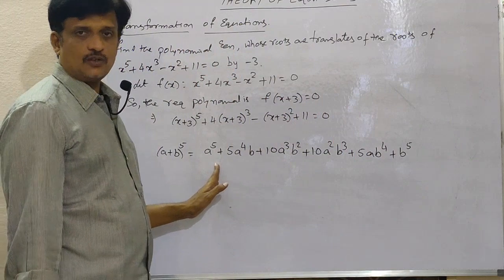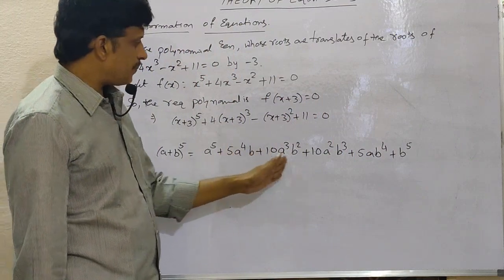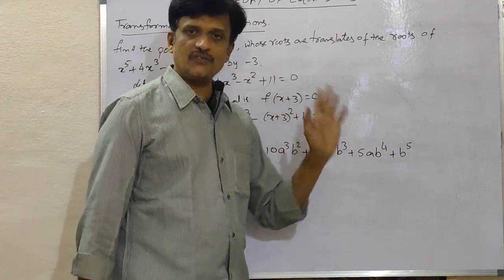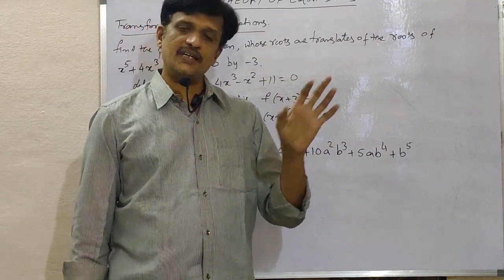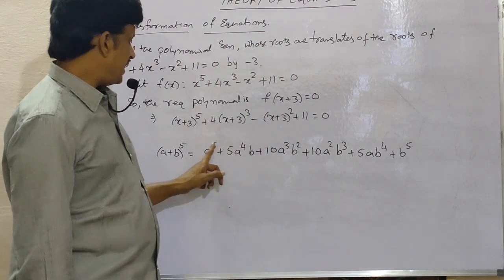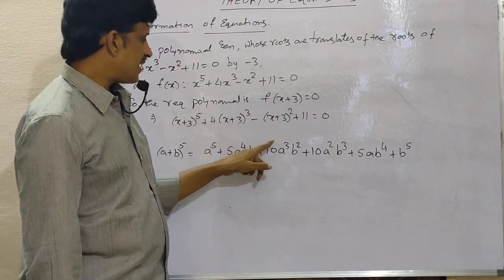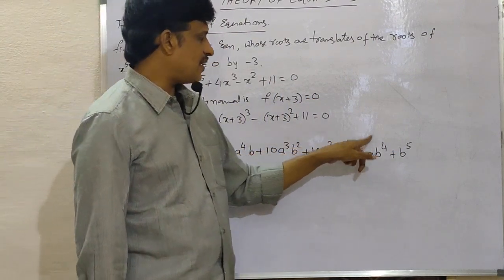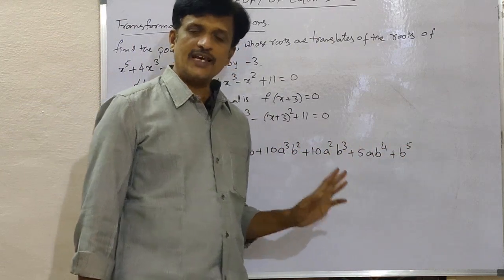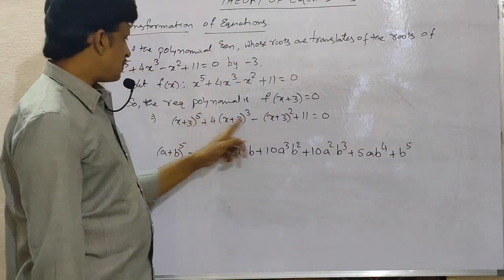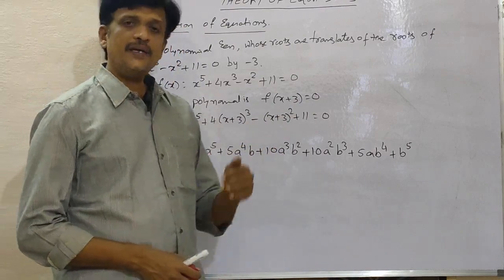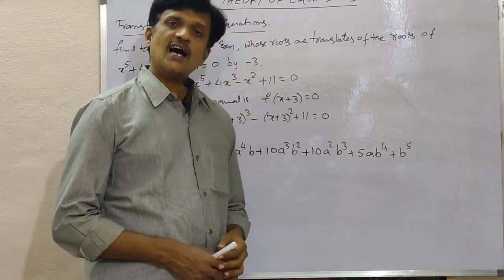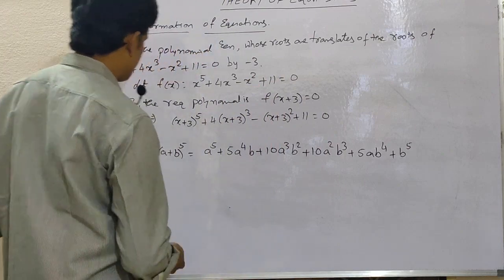And here b power 0, so b is not there. Next b power 1, b power 2, b power 3, b power 4, b power 5. In any particular term, sum of the indices is always equal to the given one, that is 5 here. So 4 plus 1, 5. 3 plus 2, 5. 2 plus 3, 5. 1 plus 4, 5. So like this you can remember. If you write this expansion, you will get the required simplified form. But instead of doing like this, let me explain this in the Horner's division, synthetic division method.